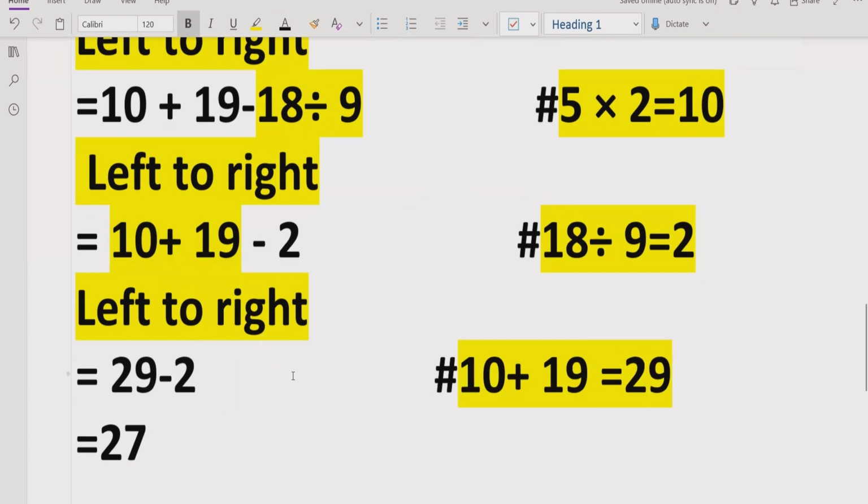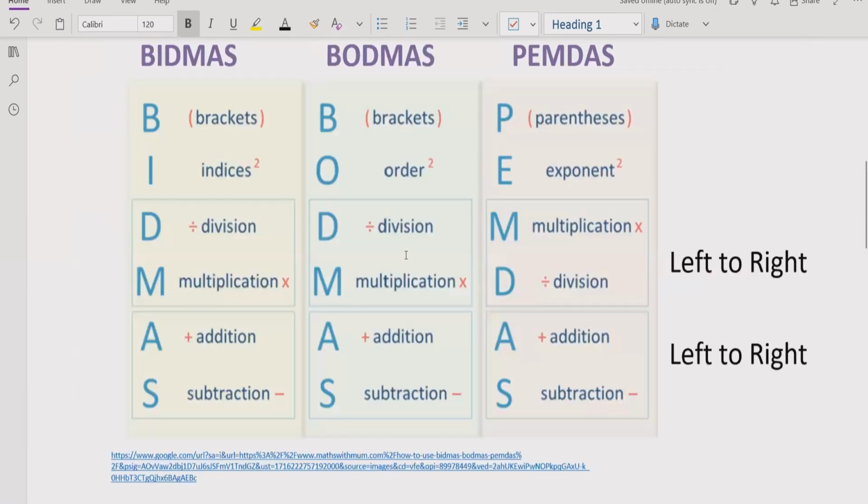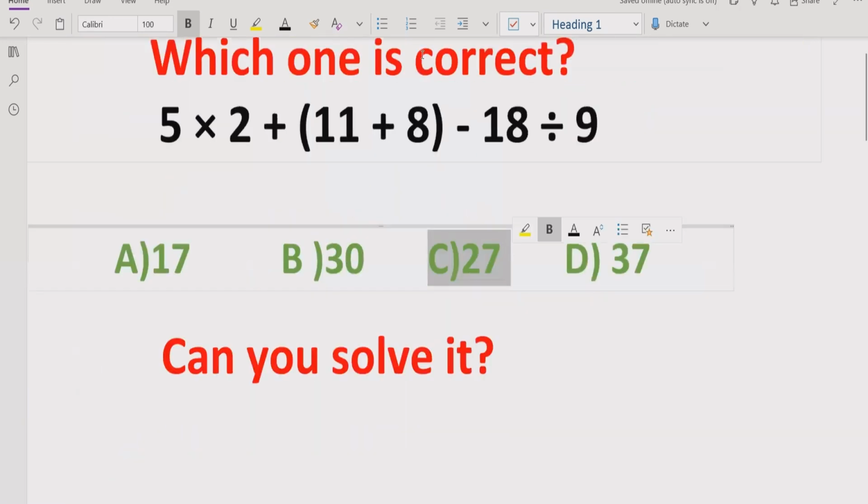Now you can see how you can solve this expression very easily using the PEMDAS and BODMAS method. I wrote every step so you do not get confused while solving this expression. If you look at the answer list, answer C is the correct answer.